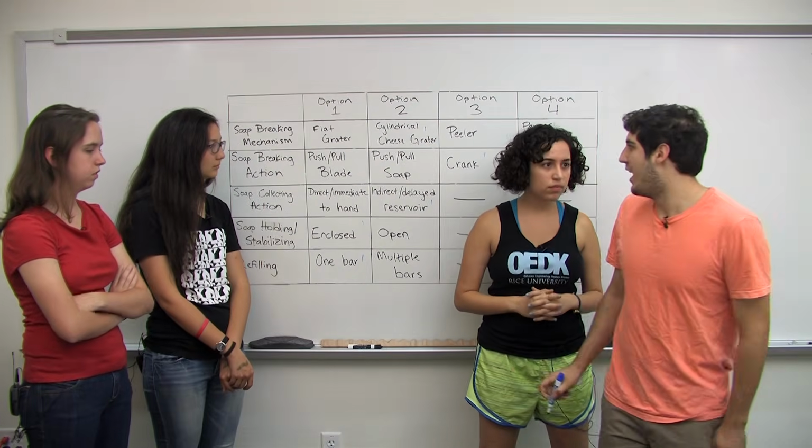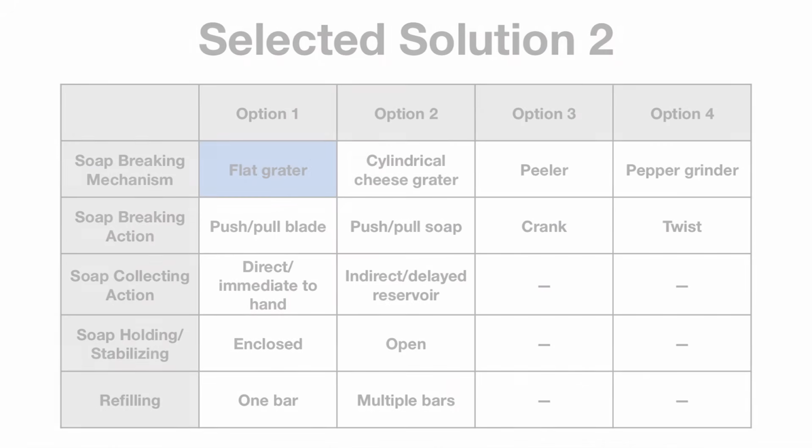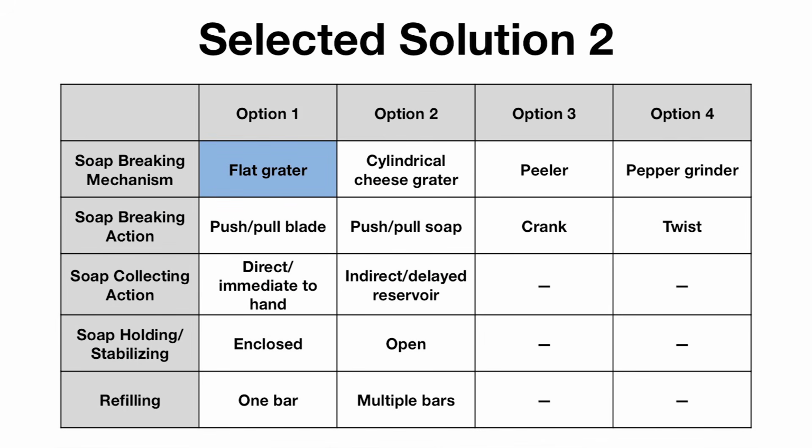I was thinking that we would have a flat cheese grater where you push and pull the blade itself, not the soap, that goes directly into your hand, because you're using it with one hand, with an enclosed bar of soap. And I'd say it should only use like 1.5 bars, so let's go for 1 bar.